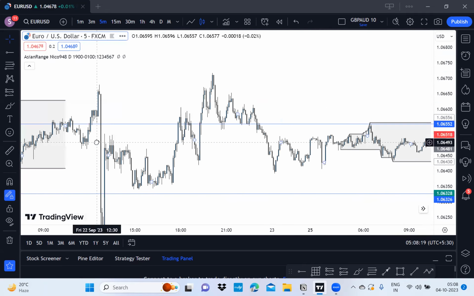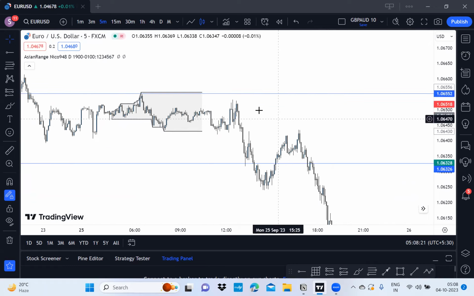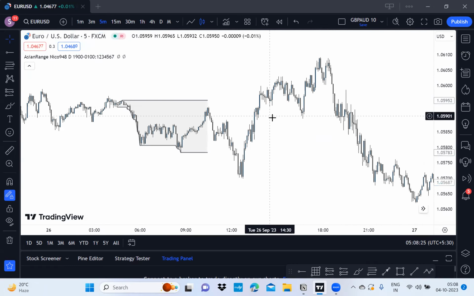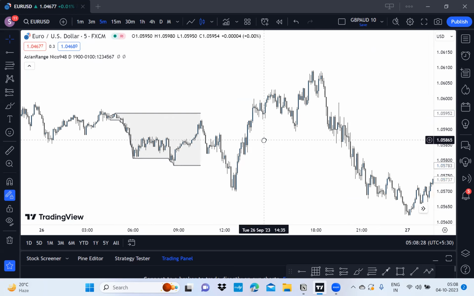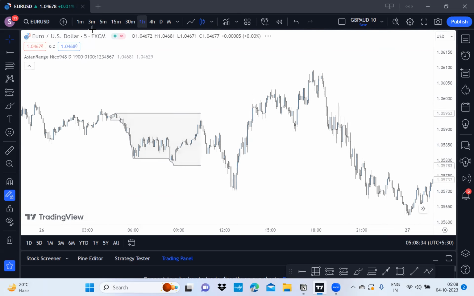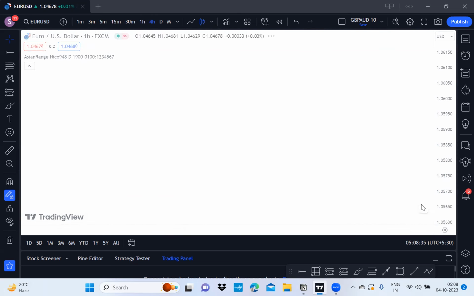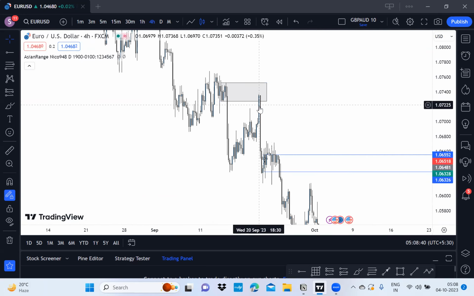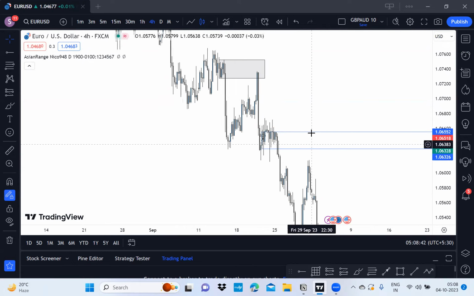Okay, now again what we will do is, we'll follow this step again. So let's go back and let's see. Let's go to 1 hour or even 4 hour is good. Let's see what is happening. This was our trade. From here we got a trade somewhere here.